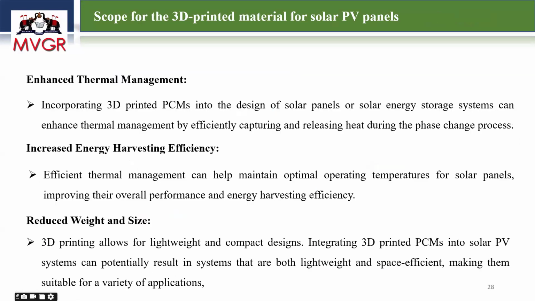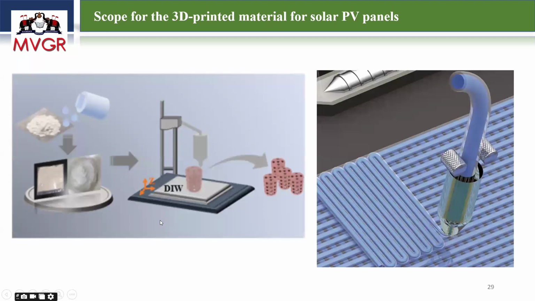So what is the scope for this material? The scope for this material is that we can print it. Once you make that shape-stabilized phase change material, we can print the material with the help of the laser sintering technique or the fused deposition model. If you make this kind of material and incorporate it in the PV panel, you can increase the efficiency, and also reduce the weight and size of the system.